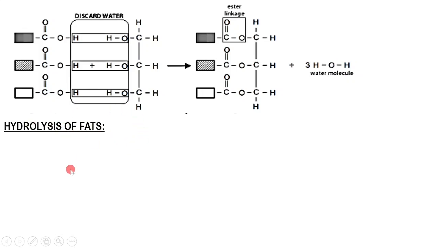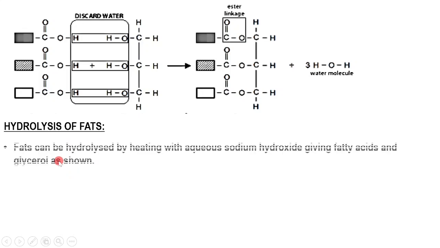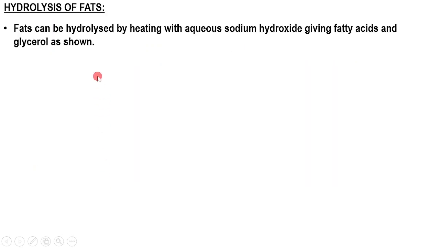Then we are saying hydrolysis of fats. So fats also can be broken down to their constituents. Like we are saying, fats can be hydrolyzed by heating with aqueous sodium hydroxide, giving fatty acids and glycerol as shown.